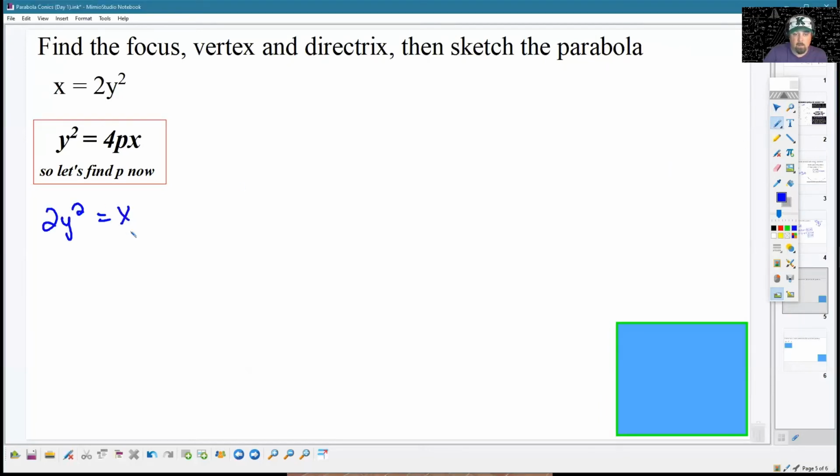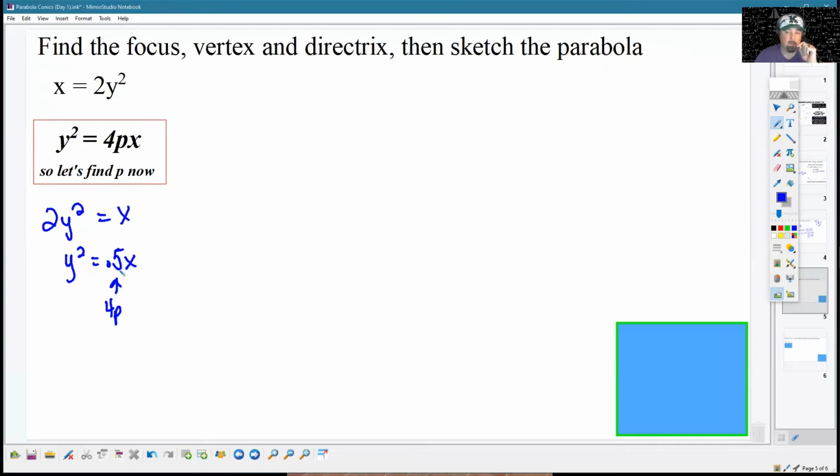Y squared equals 2x. How do we get rid of the 2? We're going to divide it. So there's a 1 in front of this. That means this is 0.5. And now remember, this number right here, this is 4p. So we have a y squared and we have a positive. So which way is that going to open?